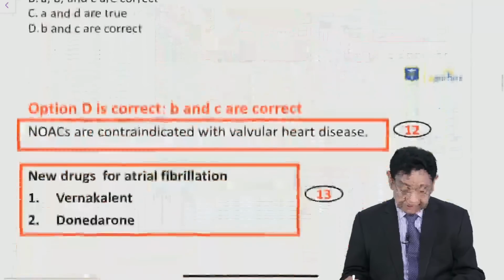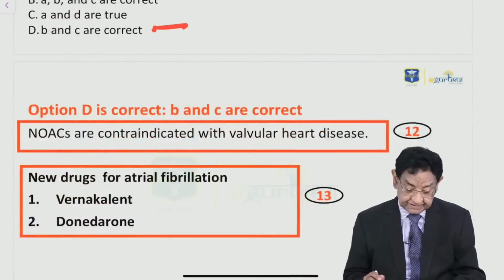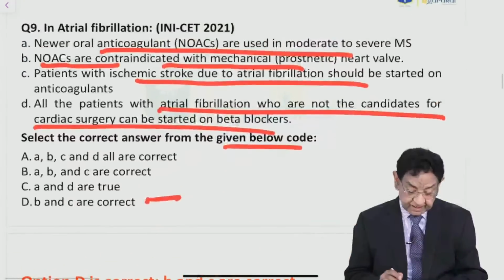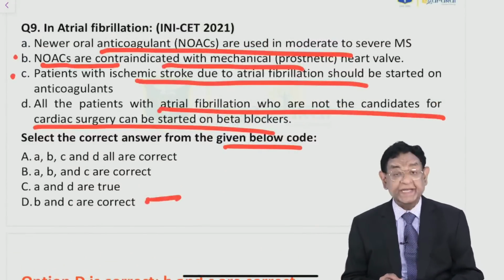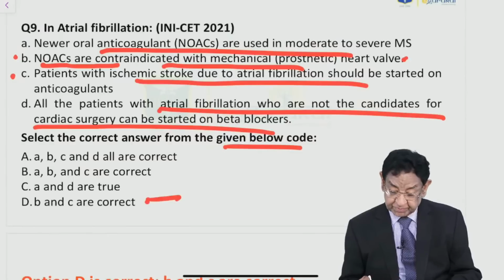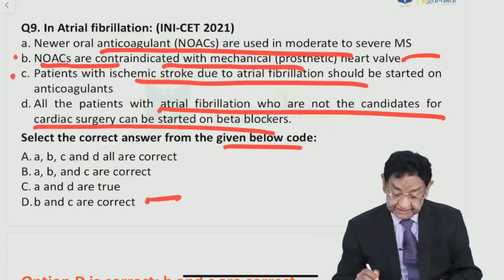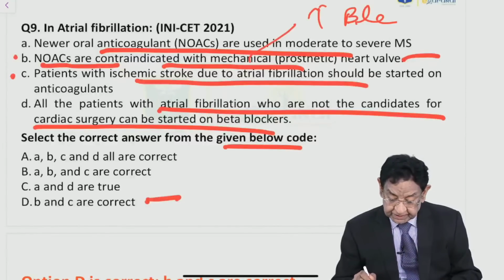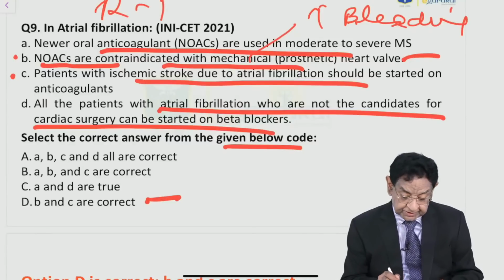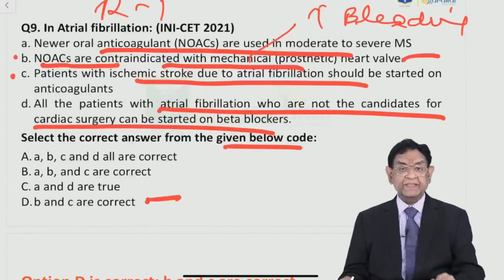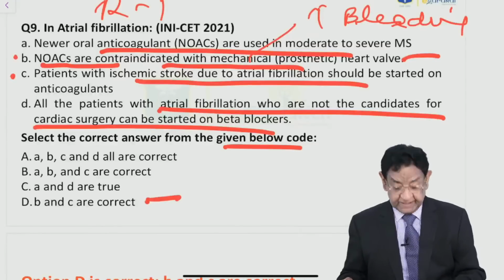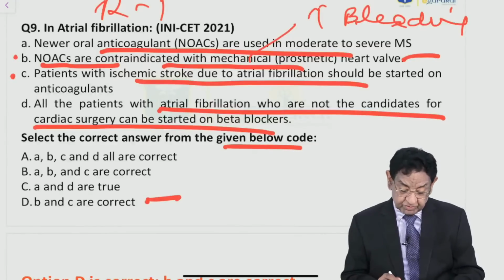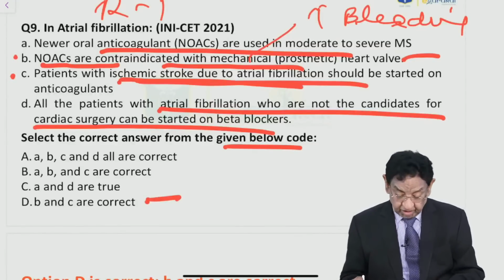Well, in this case, option D is correct. That means B and C, these two are correct. That means NOACs are contraindicated in prosthetic valve. We never give them, because in such cases they cause increased bleeding tendency. So remember, it's a rank number 1 question. Newer anticoagulants are contraindicated in valvular heart disease. And a patient with ischemic stroke should be started on anticoagulant.